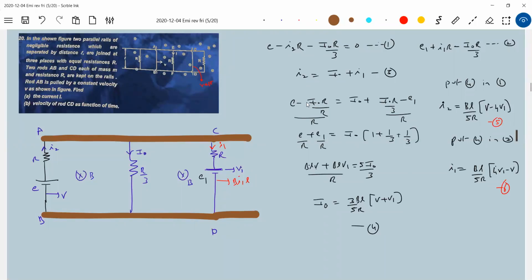Sir. I'll check the answer, whether it's available or not. We can also use m dV1 by dt equal to BI1L. Choice is yours. But how did you get the answer without that? I'm just proposing an idea.